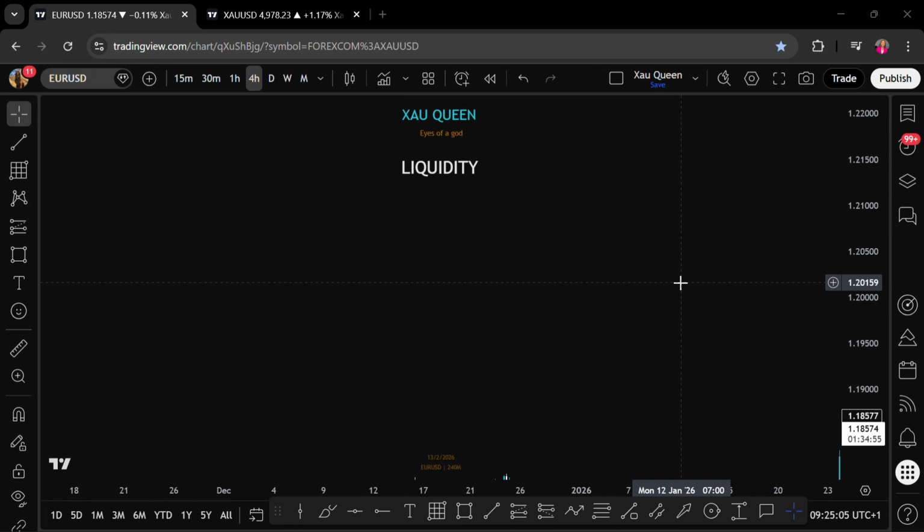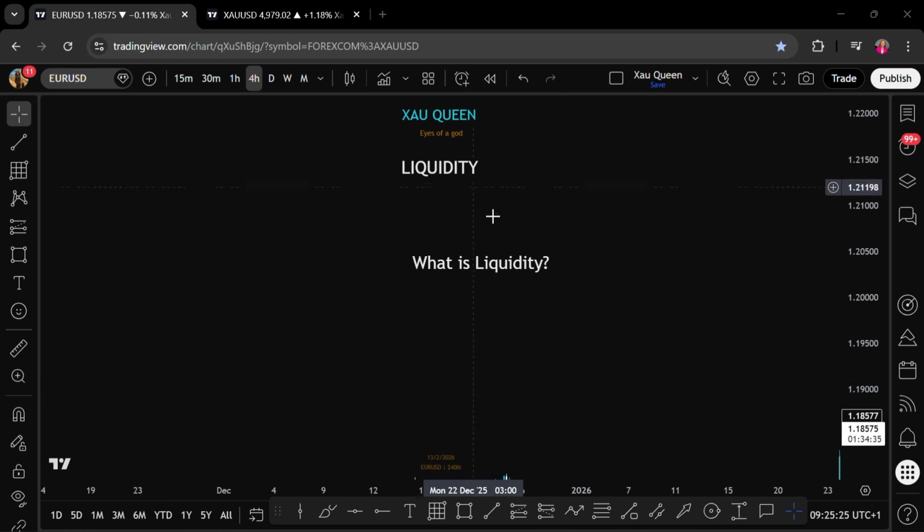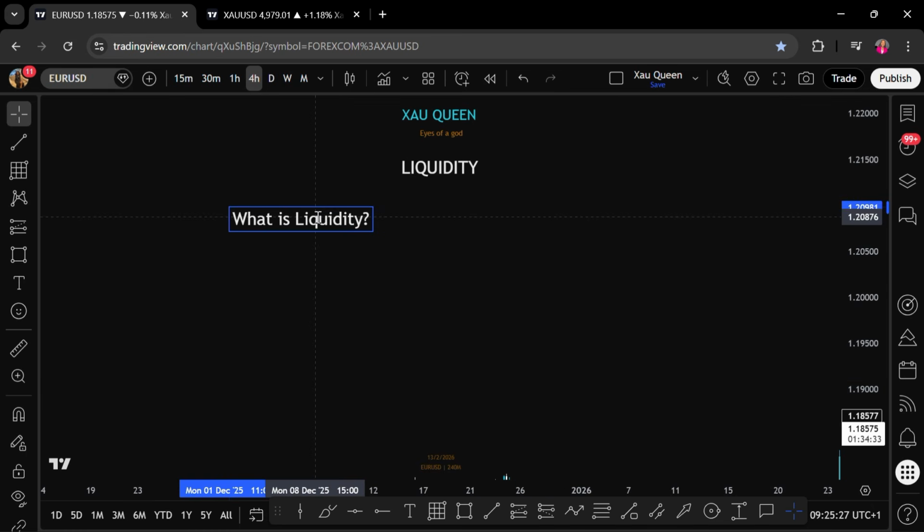Now, what is liquidity? Liquidity is money. It is where the money is resting in the market. Liquidity is money, and price seeks two things: liquidity, and to rebalance imbalances. So we are talking about liquidity today. Next time we'll talk about imbalance.